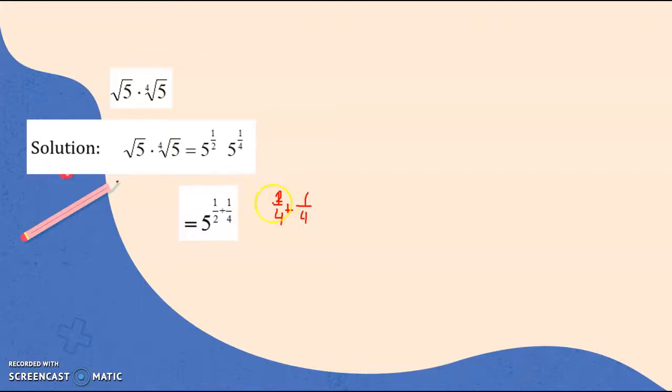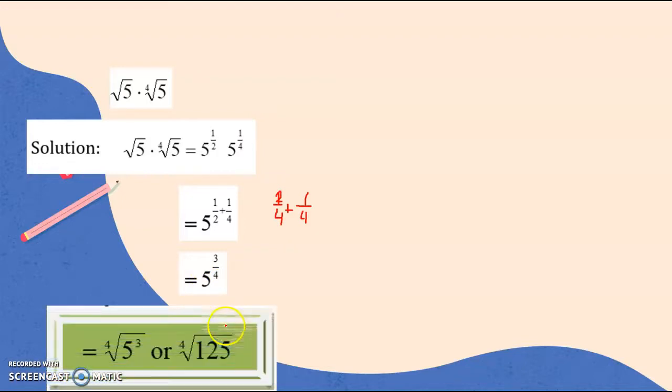So, bakit sila naging similar? Kasi kung i-simplify mo tong 2 fourths, magiging 1 half yan. No? So that we can combine them. So it becomes 5 raised to 3 fourths. But since the instruction is the final answer must be in radical form, ito yung 4th root of 5 cubed or 4th root of 125. So ito nga yung pinaka-final answer niya.